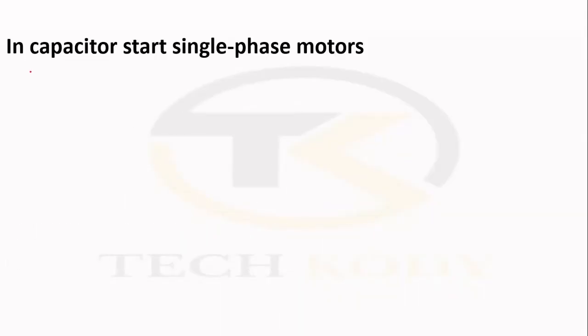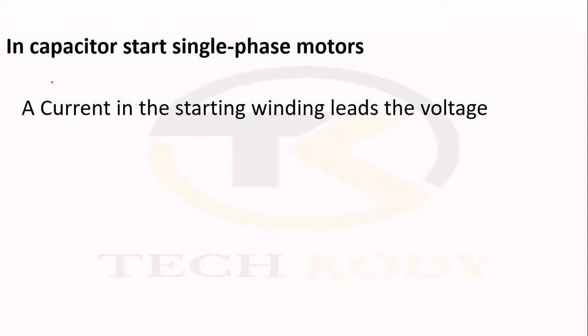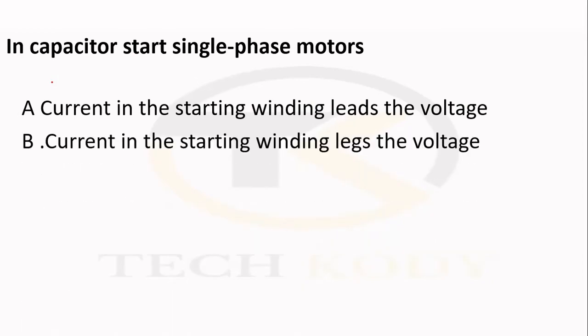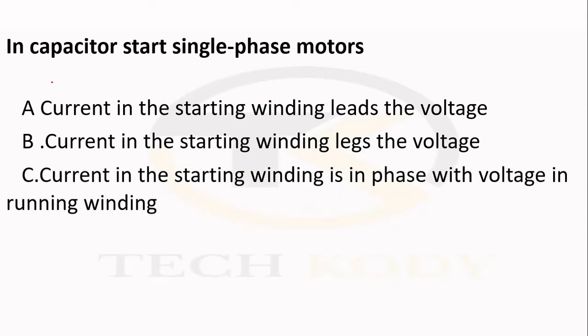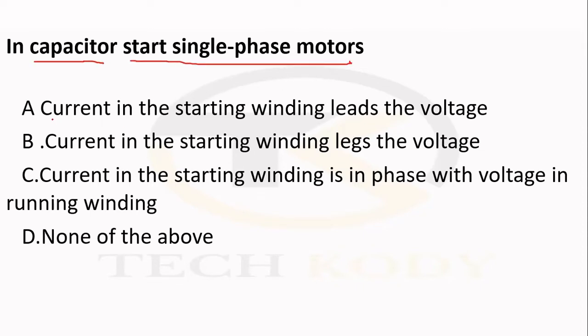In capacitor-start single-phase motors, the current in the starting winding leads the voltage, lags the voltage, is in phase with the voltage, or, in the running winding, none of the above. In capacitor start single-phase motors, the current in the starting winding leads the voltage. Here we can see that the current in the starting winding leads the voltage in a capacitor start single phase motor.